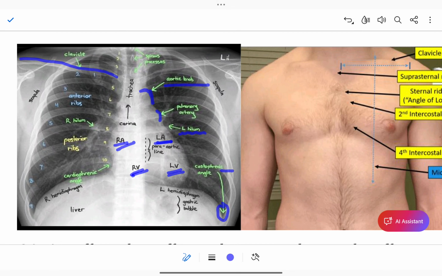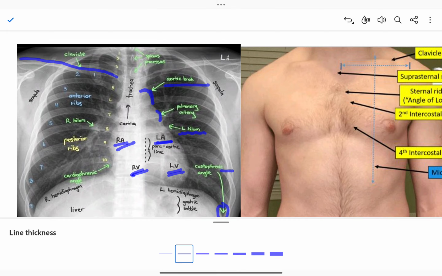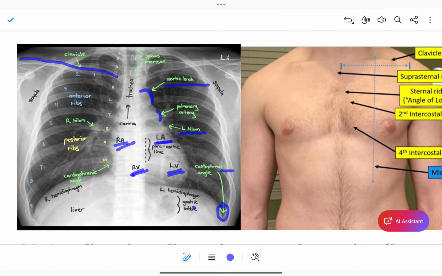This part is the costophrenic angle. This part is the costophrenic angle and cardiophrenic angle. Here this part is the cardiophrenic angle. This is the posterior side of the ribs, and the counting is 1, 2, 3, that is 4. Here is a 4, then 3, and this is the clavicle.